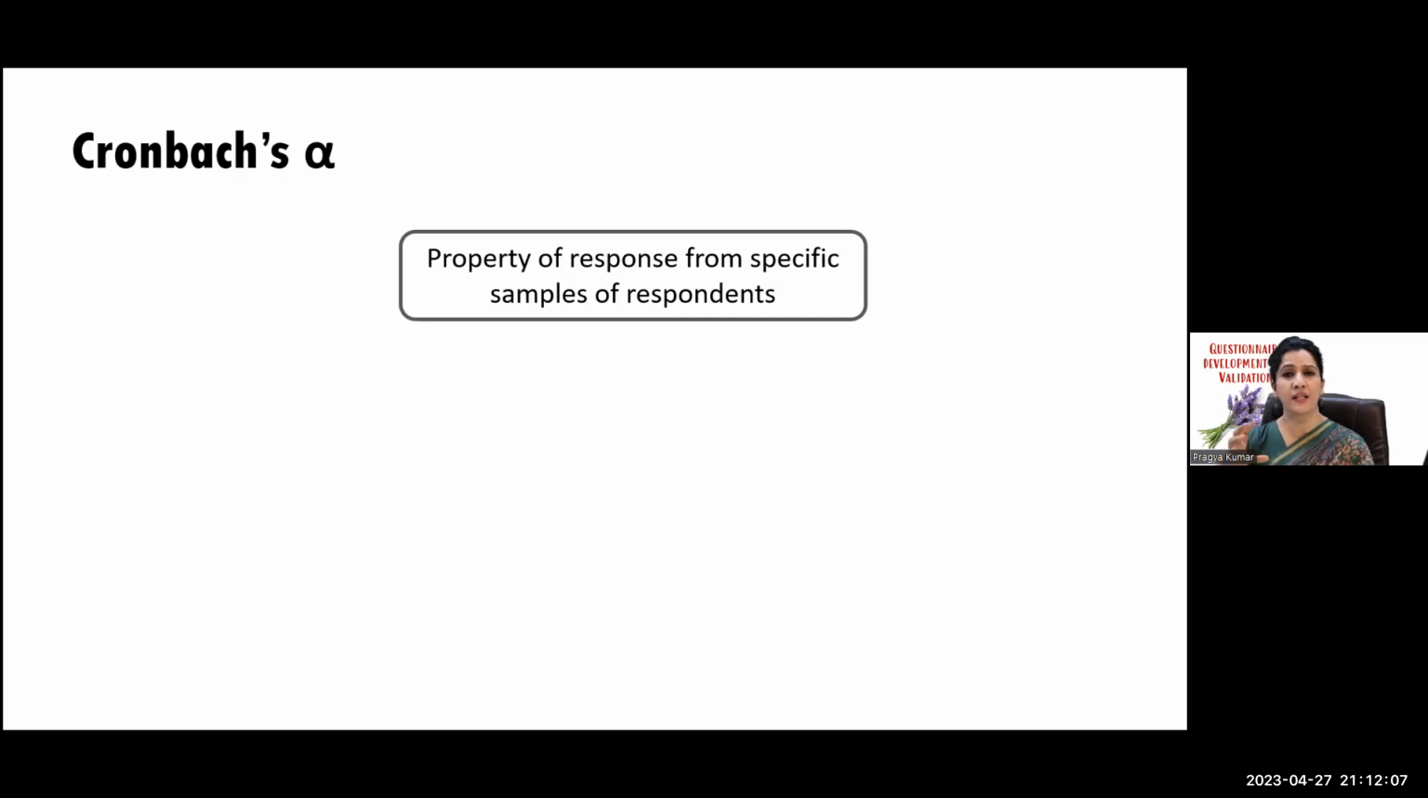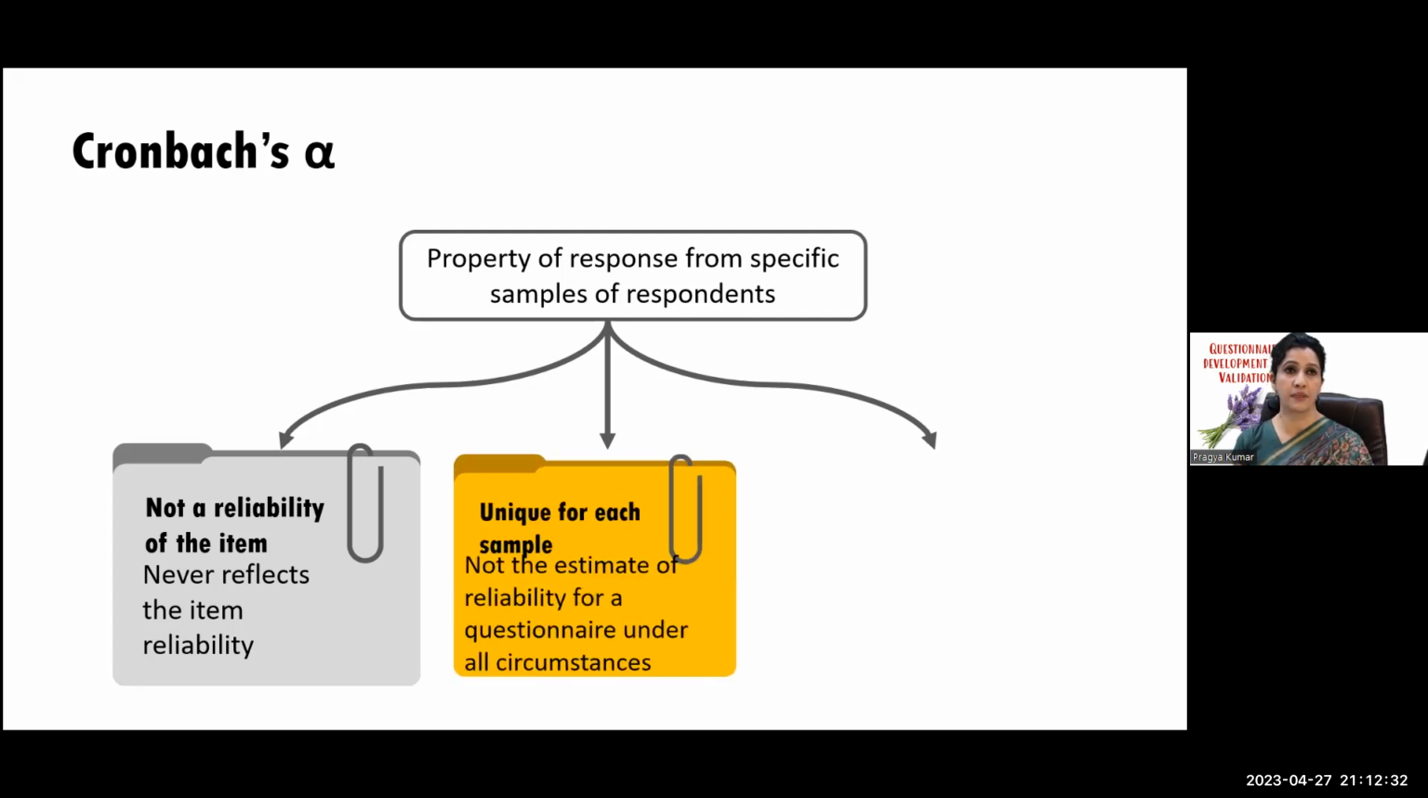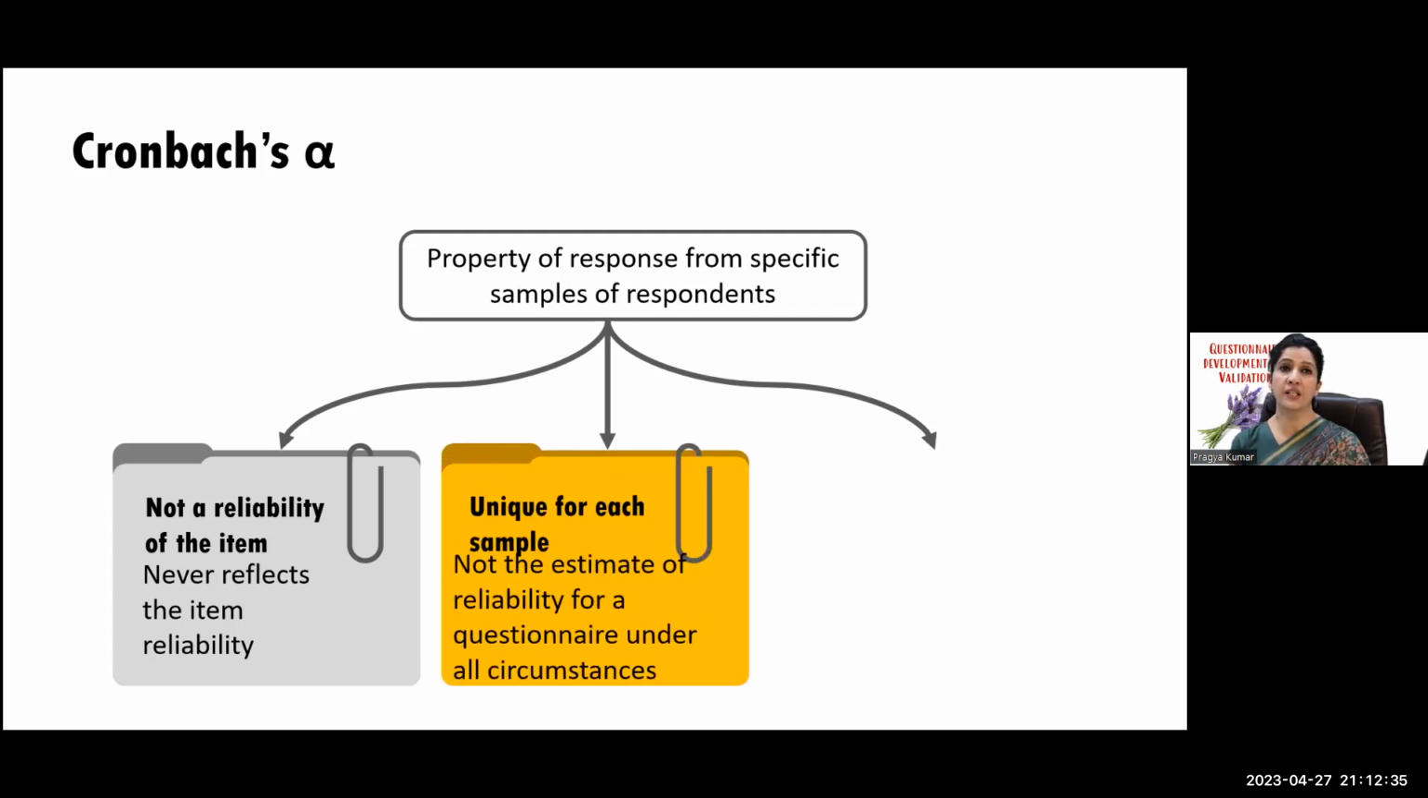Every time means that even in your population, if you have selected some other group, then you also need to calculate it. So it is a property of the response from a specific sample of respondents, and it never reflects the item reliability. Item reliability means it is basically a scale reliability. And it is unique for each sample. So it is not an estimate of reliability for a questionnaire under all circumstances.